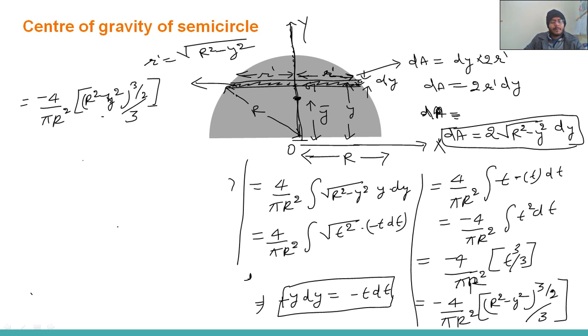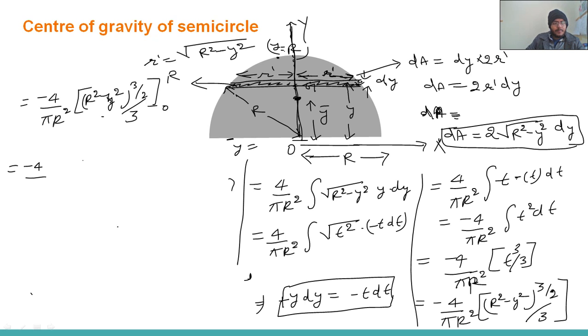What will be the limits? When the segment is here, y is equal to 0. When the segment is here, y is equal to capital R, because this y varies from 0 to R. So the upper limit is R, and the lower limit is 0.